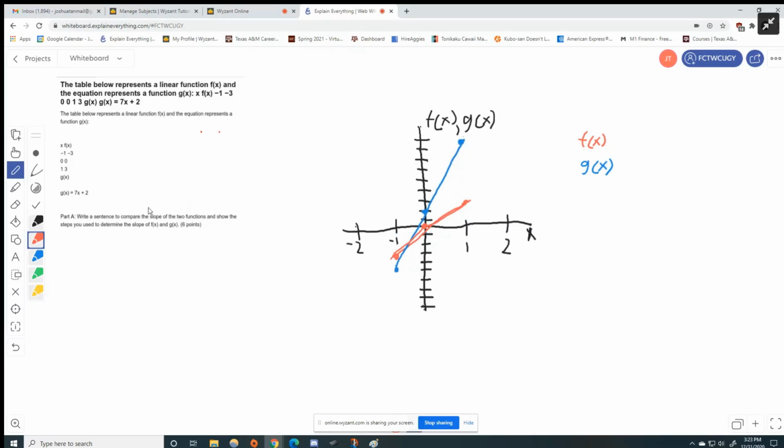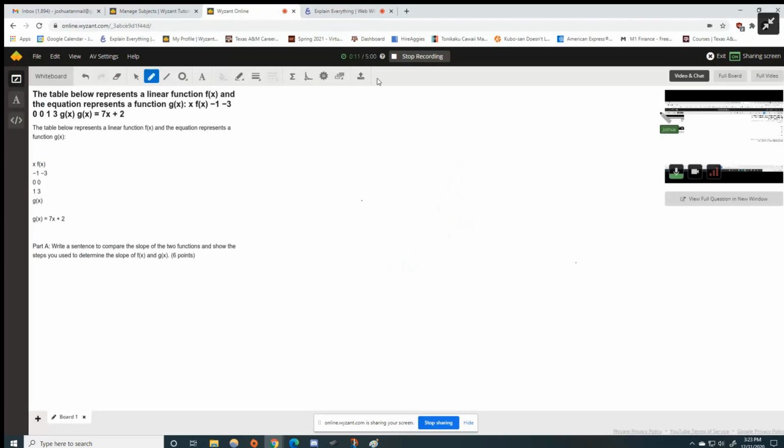And when it comes to the steps you use to determine, again, f of x, you just plotted down the points, and g of x, you actually had to think that +2 right here meant that the intersection is 2, and then you have to go across 1 and go up 7, and again, for the left side, you have to go across 1 and down 7. And that is my answer.